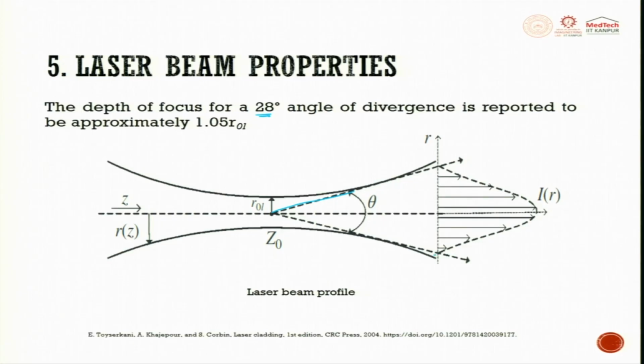This is the Gaussian distribution we follow. This is I naught, this is Z, this is Z0, and this is Z1, and this is the R(Z) radius. This is the beam divergence. So, the depth of focus, you can say, is between here and here. This is a region where you can focus the sample. The depth of focus for a 28-degree angle of divergence is reported to be approximately 1.0 times R01.